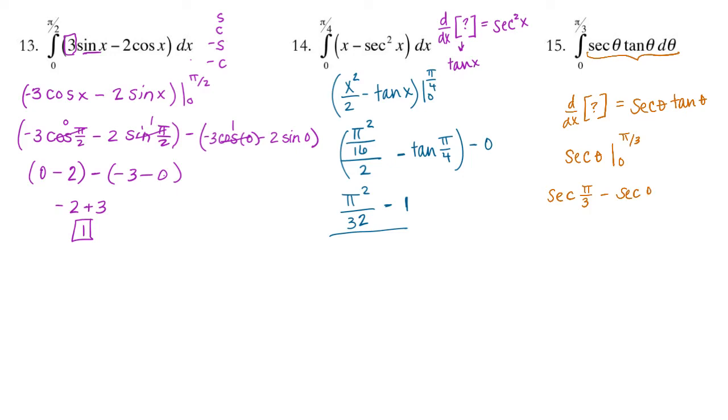Now we do need to remember secant is the reciprocal, secant of theta is 1 over cosine of theta. So that's helpful. Now, if we only knew what cosine of pi over 3 is, well, cosine of pi over 3 is 1/2. So if I do the reciprocal of 1/2, I get 2 minus, and secant of 0, well, if I knew cosine of 0, that would help. Well, cosine of 0 is 1, so the reciprocal of 1 is 1, and 2 minus 1 is 1.